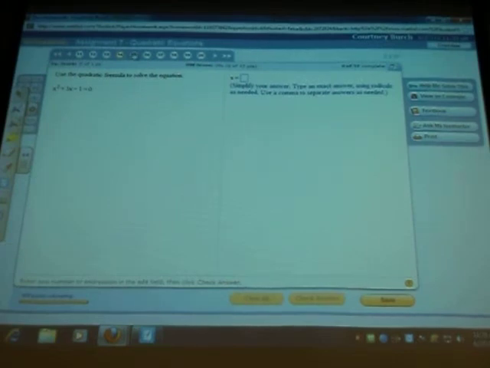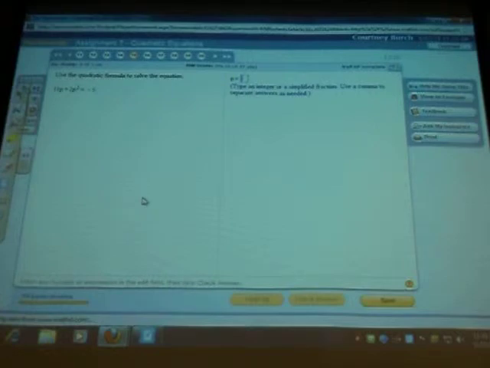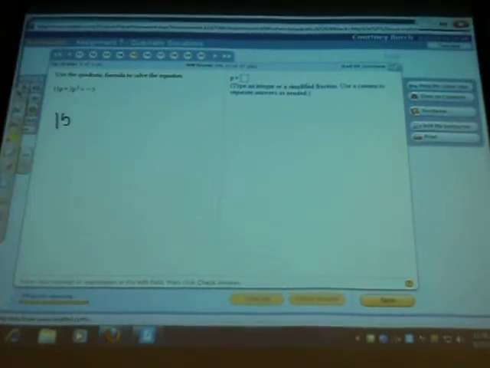Okay, so let's try a problem with this formula. Now, number 14, that's too easy. Let's try number 15. Number 15 says 11p plus 2p squared equals negative 5.